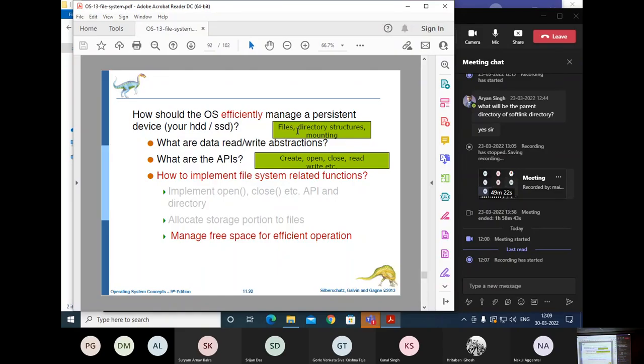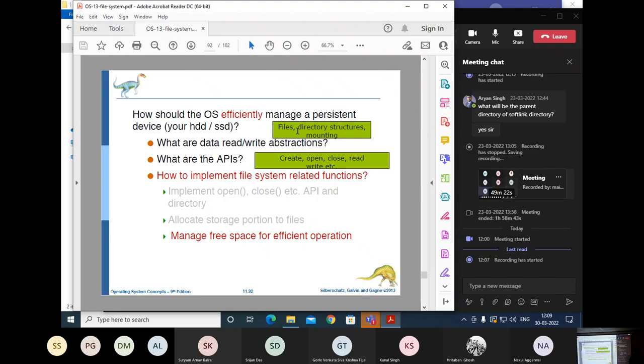We talked about multiple different algorithms for allocating storage system portions to files. We talked about contiguous allocation, linked allocation, indexed allocation, and we talked about sub-flavors of them, primarily created due to efficiency. Now, in this last class, we'll talk about two things.